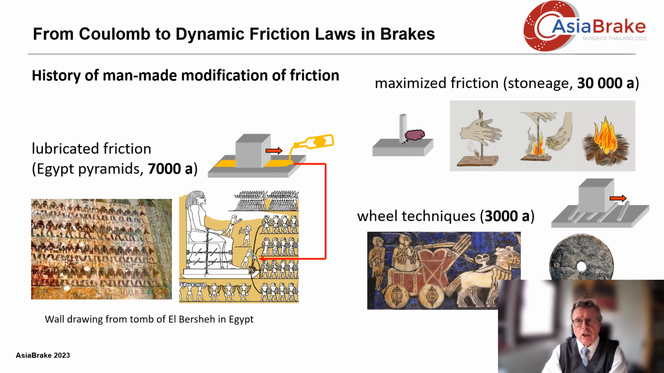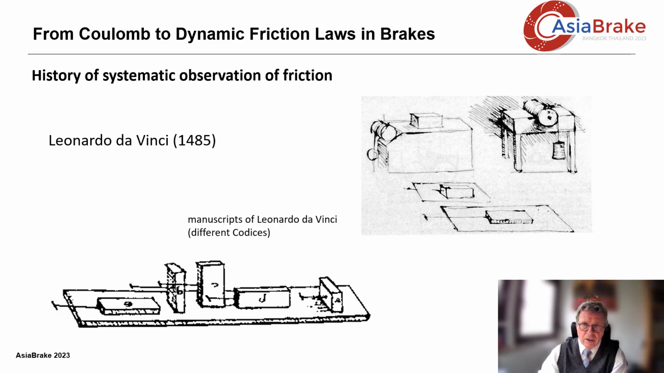The history is certainly very old. The maximization of friction was actively used, for example, for making fire in the Stone Age. Minimization of friction by lubrication can be found in drawings of the Egyptians 7,000 years ago. Wheel techniques in transportation are about 3,000 years old. The systematically documented observation of friction starts approximately with Leonardo da Vinci in the 15th century. Here you can see drawings from him from different codices.